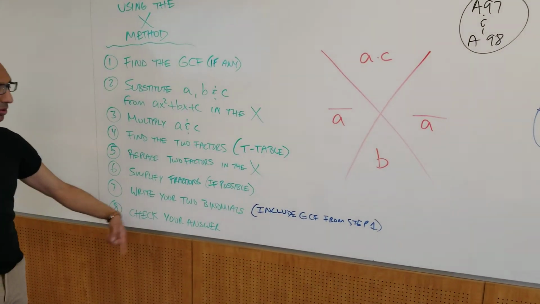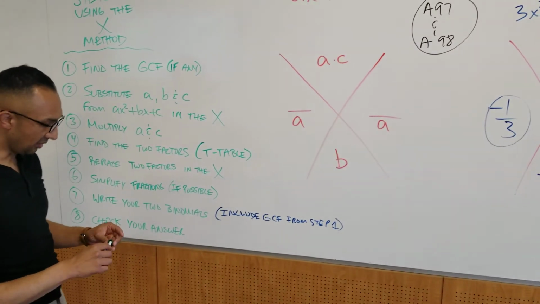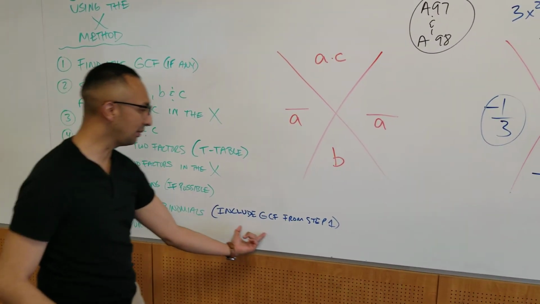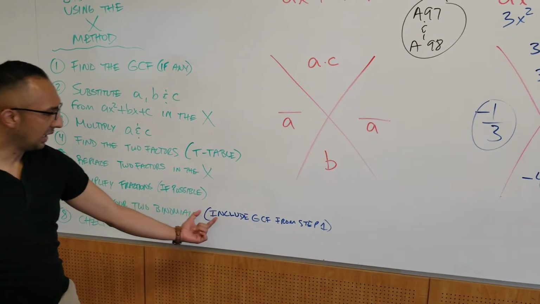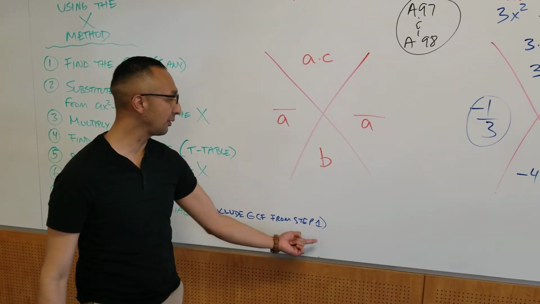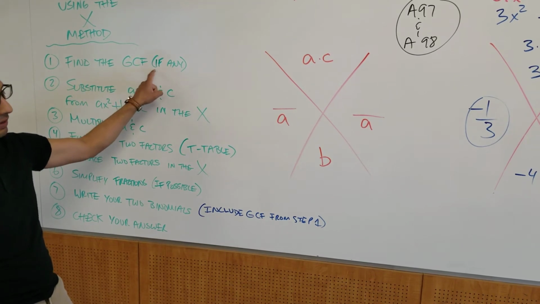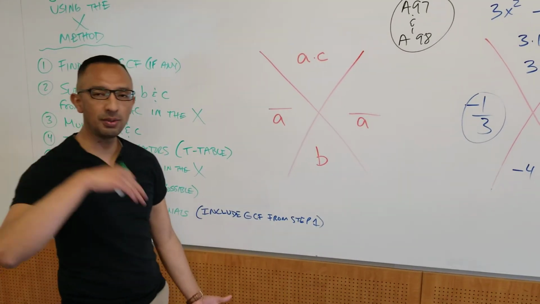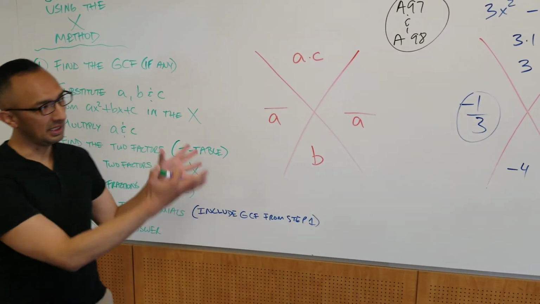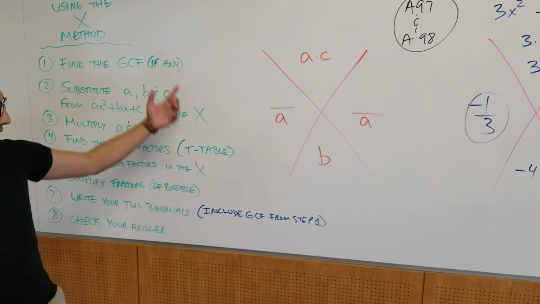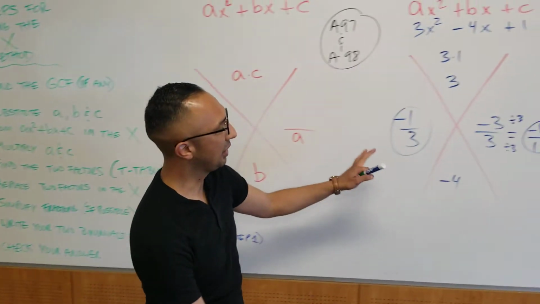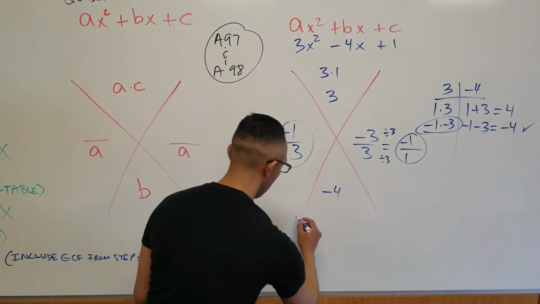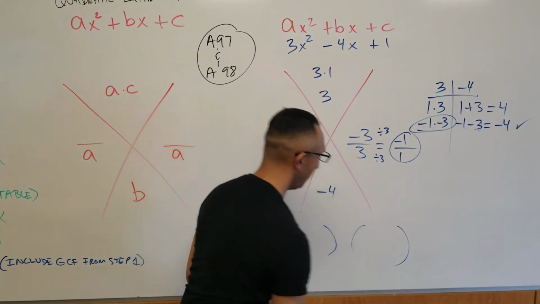Write your two binomials. So this is the time we're going to be writing our answer. Now notice we added something here. It says write your two binomials, and it says here include GCF from step 1, right? If any. And again, we'll show you another video where you're going to be including this GCF. In this problem, we don't have a GCF, so we're not going to write it. So now we're going to write our two binomials. So looking at your two fractions here, that's where your two binomials are going to be coming from.